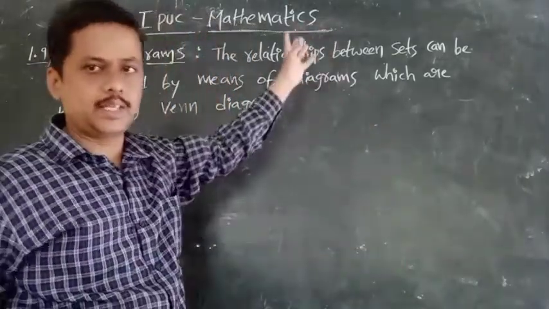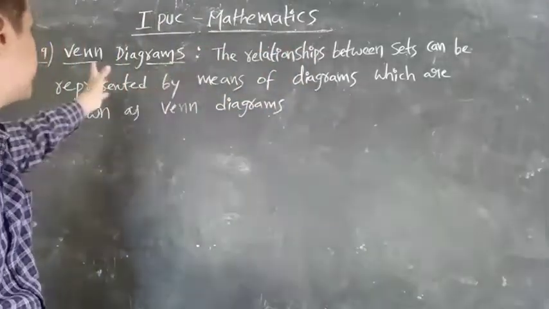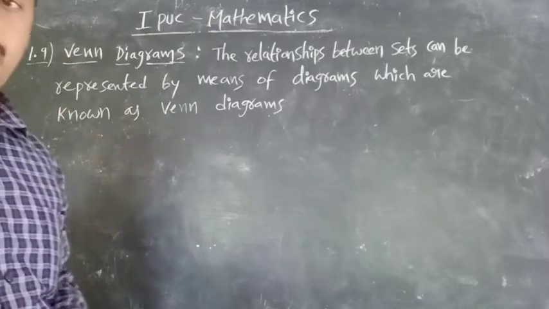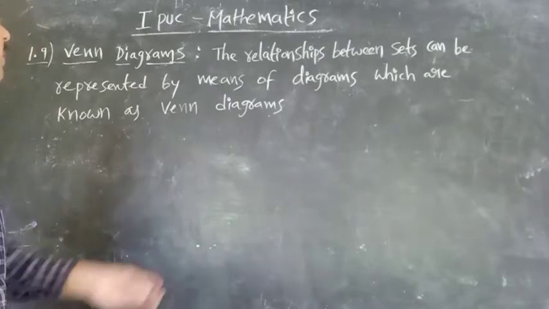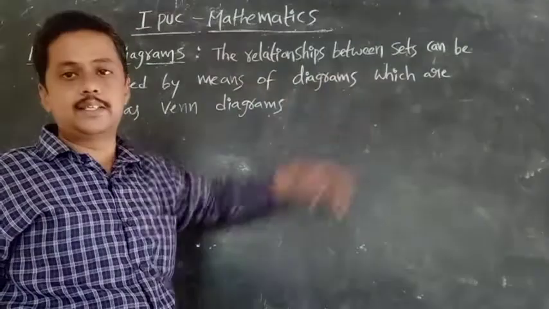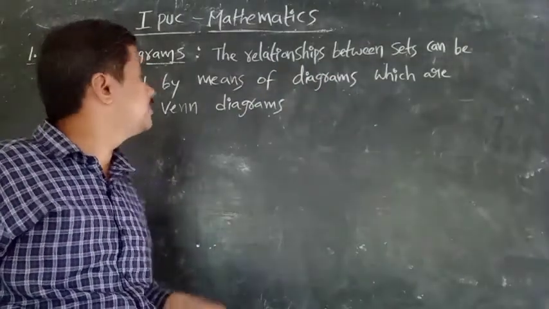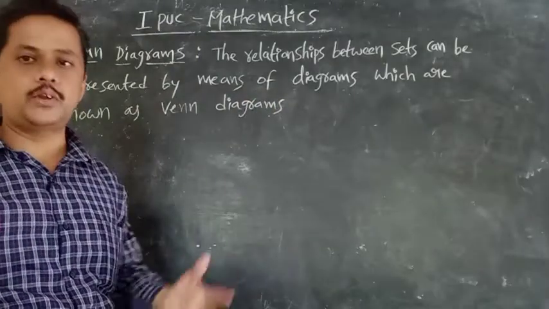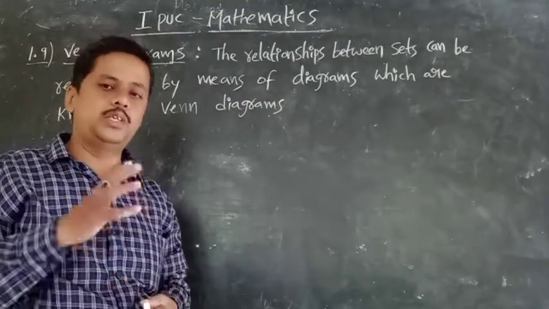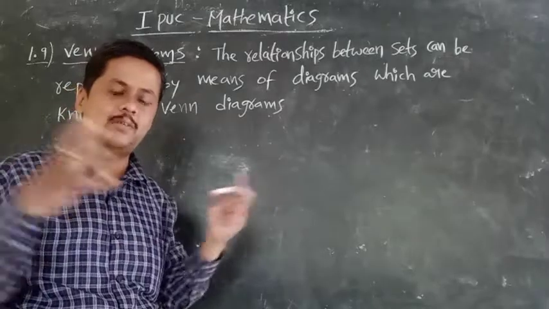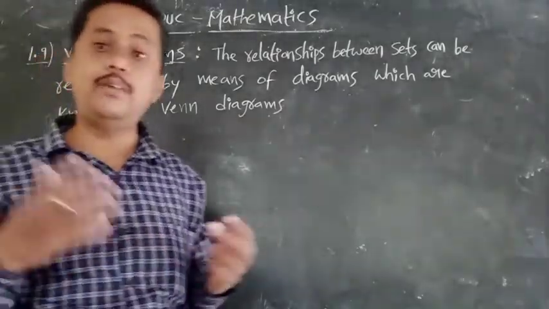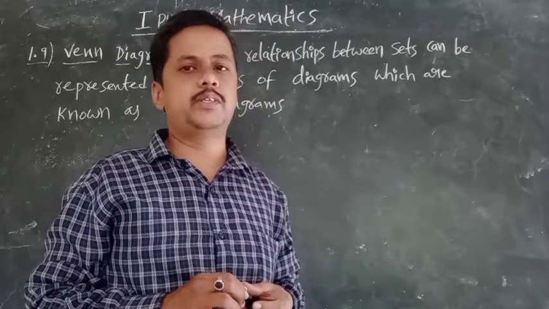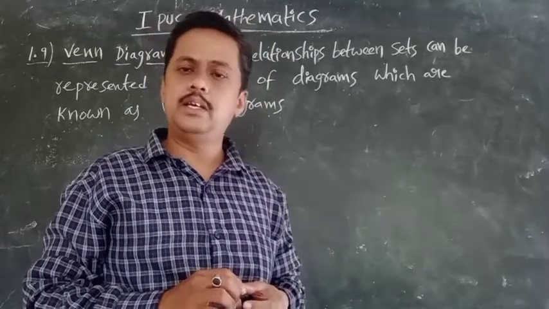We will move to some other concepts. A very important concept: Venn diagrams. What are Venn diagrams? The relationship between sets can be represented by means of diagrams. By using the diagrams we are representing the relation between the sets. How will it be? I will tell you an example, so that it will be clear.